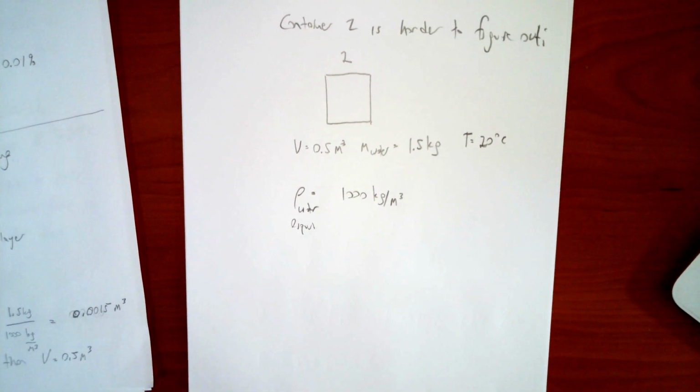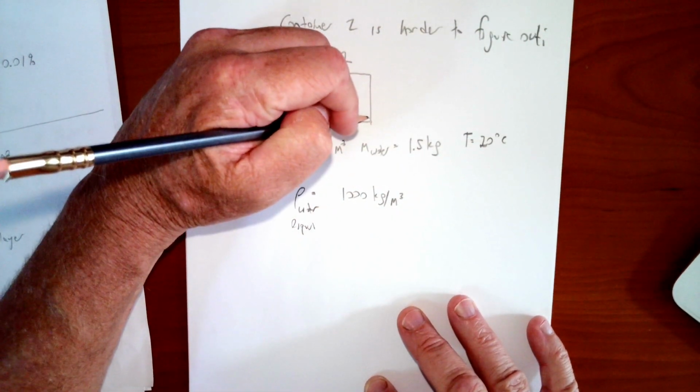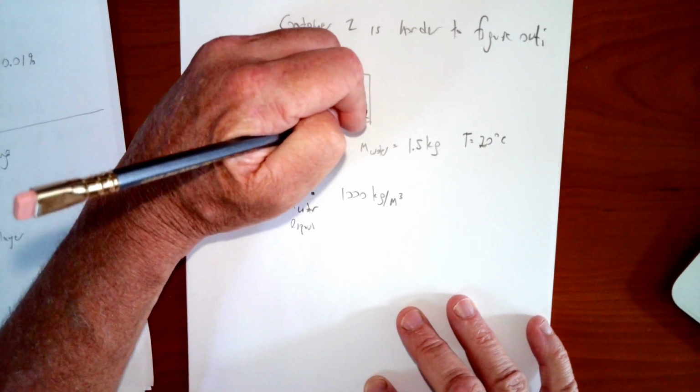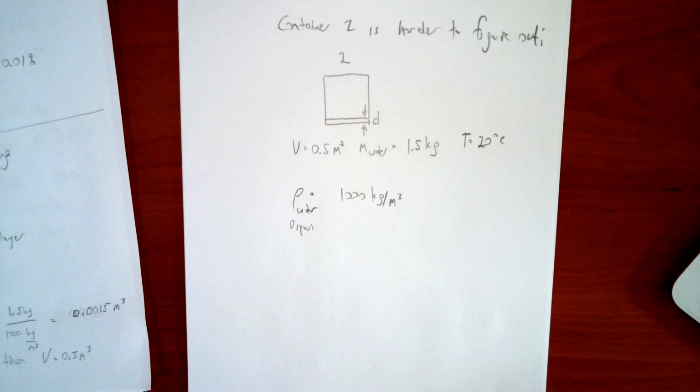So what's really going to happen? Well, the liquid is not going to fill the container. The liquid is going to be sitting here at the bottom of the container. It'll fill it up to some depth. We can call that depth D if we want. It doesn't matter what we call it. There's D for depth. And so there's going to be water sitting at the bottom of the container.